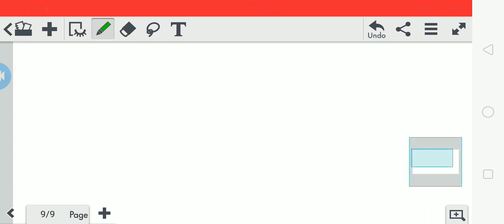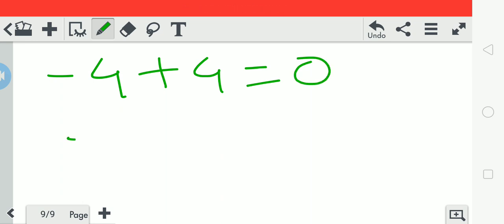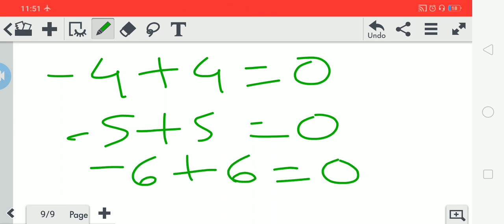Now we can solve without the number line. Minus 4 plus 4 equals 0. Minus 5 plus 5 equals 0. Minus 6 plus 6 equals 0, because in every question both numbers are opposite to each other, right? So without the number line we can tell the answer to such questions.